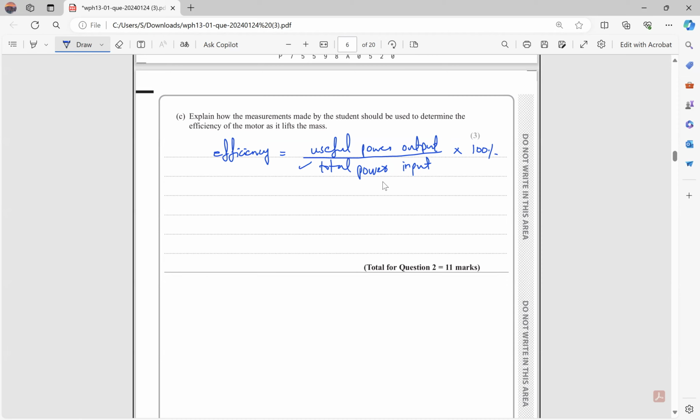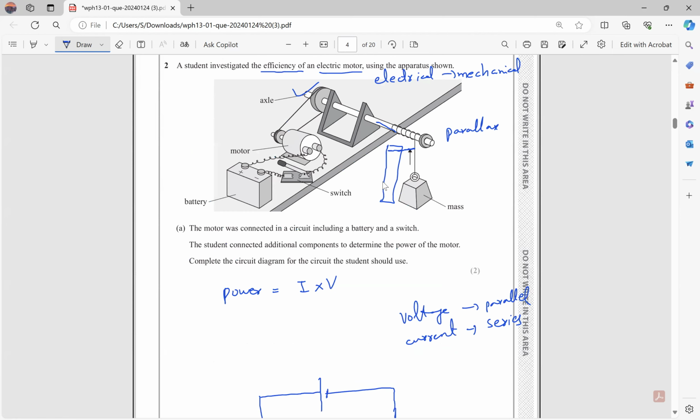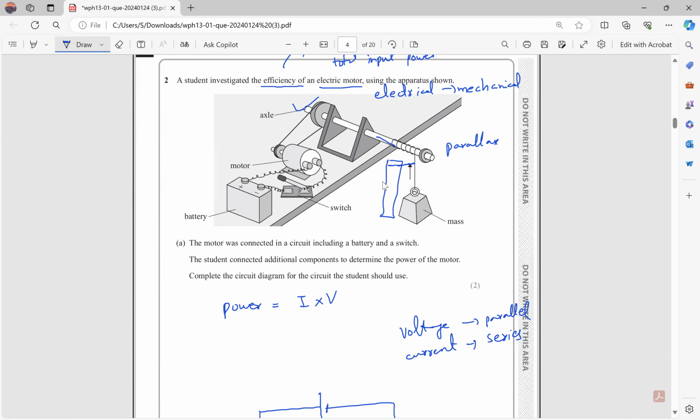Now, to find out efficiency, the student needs to know total power input and the useful power output. To figure out what these are, you need to have an idea of what the system is doing. The system is an electric motor. The input energy it's getting is electrical energy, because you've connected it to a battery. And the output it's giving you is that it's lifting this mass, increasing its height. So it's giving it some gravitational potential energy, which is associated with the height of an object.